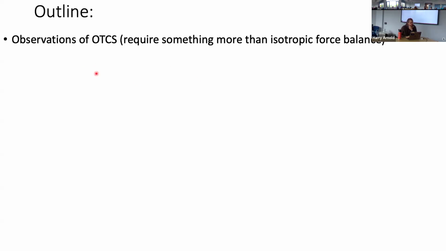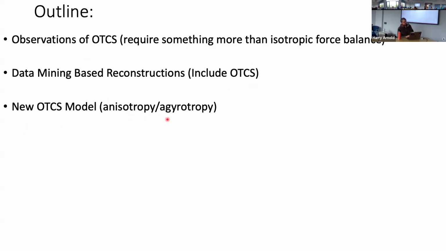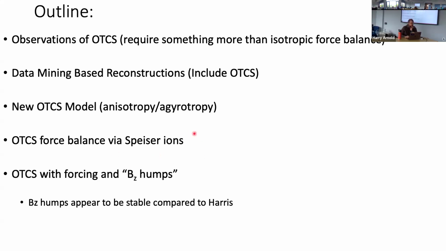So we're going to talk about some observations of the OTCS, overstretched thin current sheets. I'm going to talk about data mining based reconstructions, which might seem a little tangential, but the fact that they include these thin current sheets in the reconstructions makes a pretty compelling case for their existence. Then I'll discuss the new model that I've been working on with my co-author, Misha Sitnov, which requires some anisotropy and has agyrotropy in the current sheets. I'll talk about the force balance, and that's where the Speiser ions become super important.